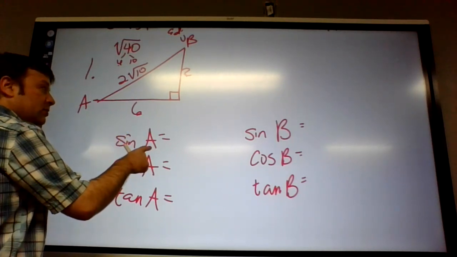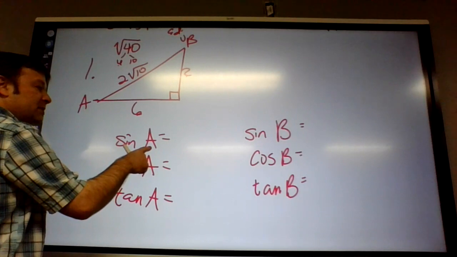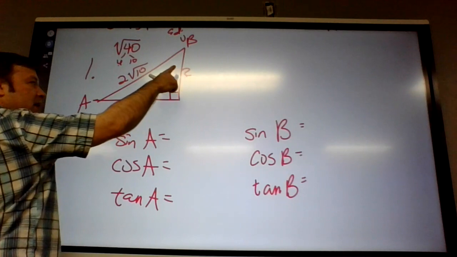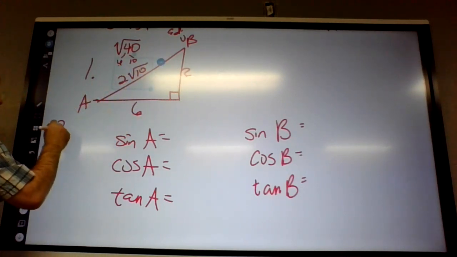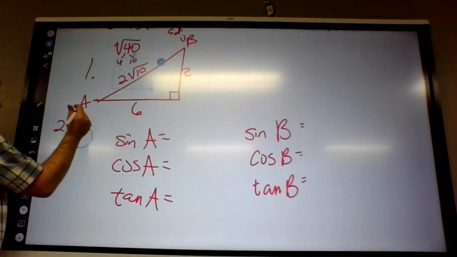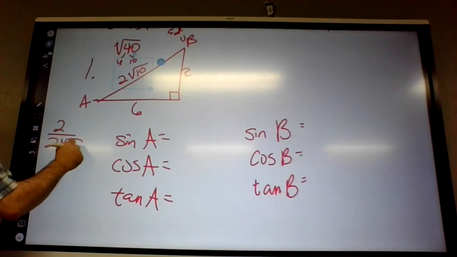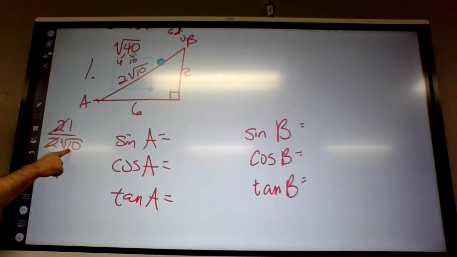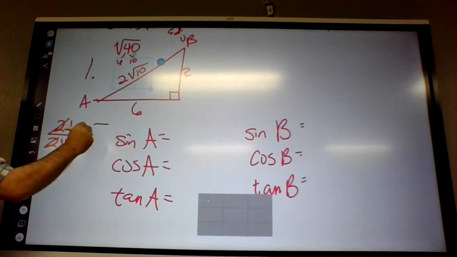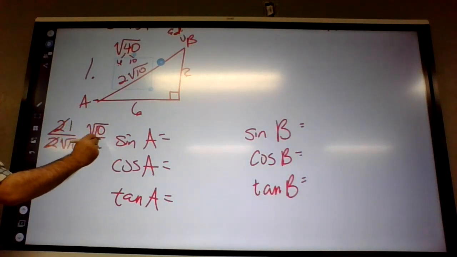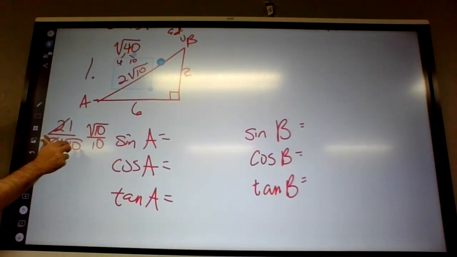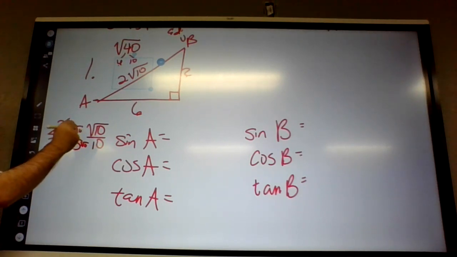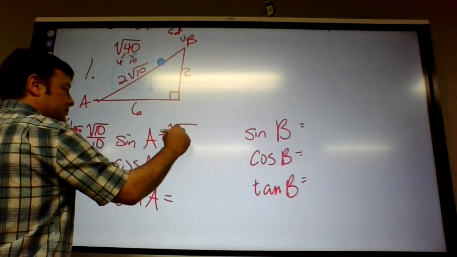Sine of A equals opposite over hypotenuse. So opposite of angle A is 2, hypotenuse is 2 square root of 10. Now, whoops. The 2's in this case will cancel out, but we can't leave the square root of 10 on the bottom, so we multiply top and bottom by square root of 10, and we get square root of 10 over 10. Square root of 10 times square root of 10 is 10. 1 times square root of 10 is square root of 10.